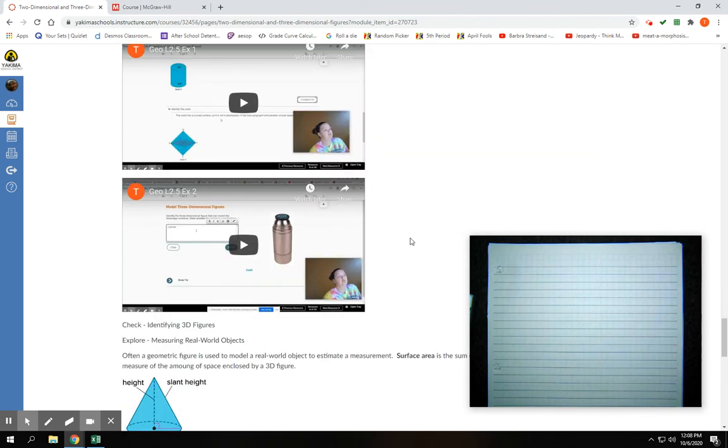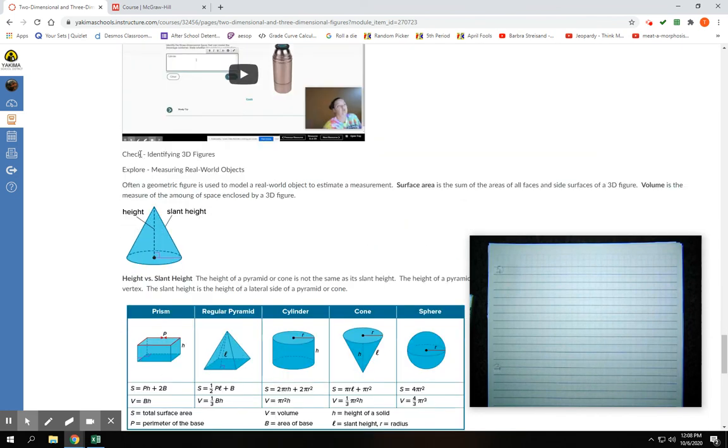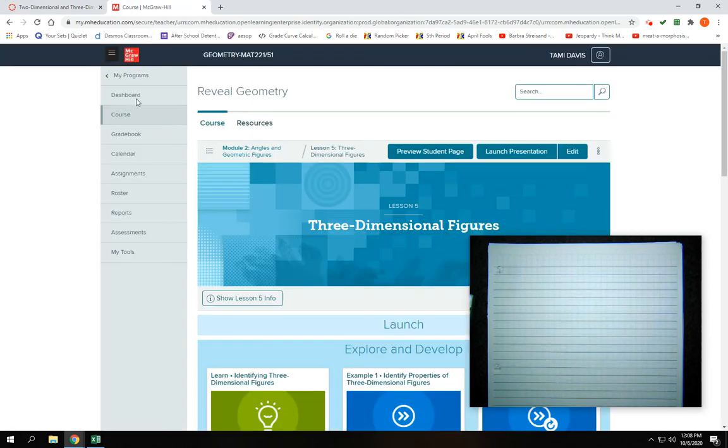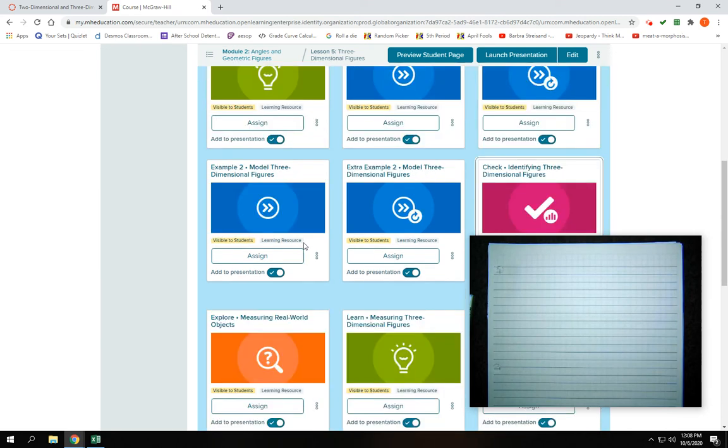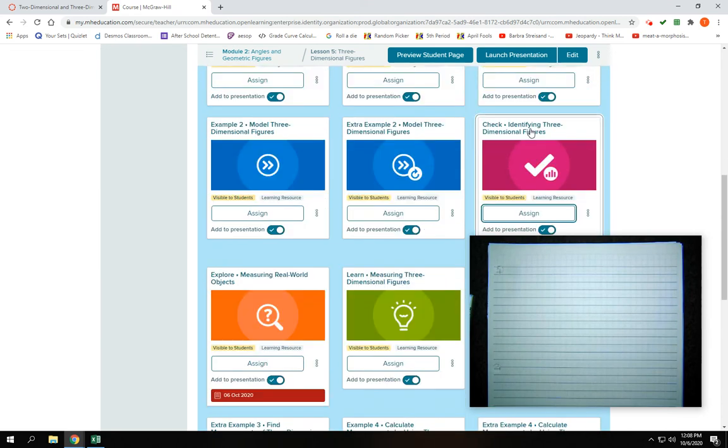Then I go on to do some examples. Then the check identifying 3D figures. So if you are here, go ahead and get onto McGraw-Hill and do the check identifying 3-dimensional figures. I'm going to give you a few minutes to get logged into that and work on that. And then we'll go over the answers.